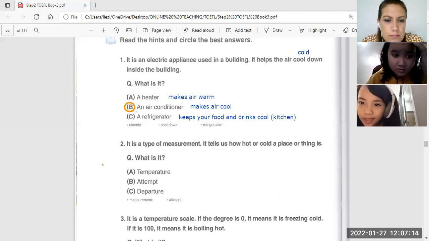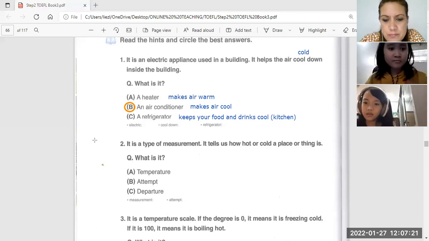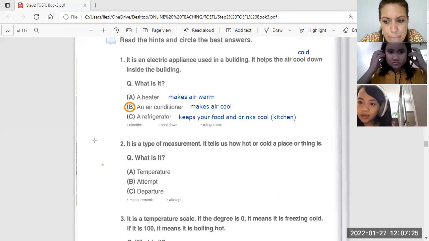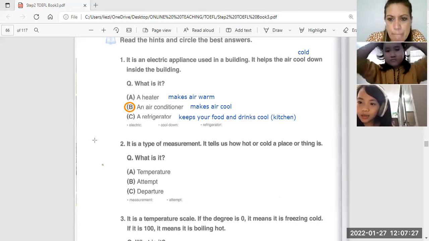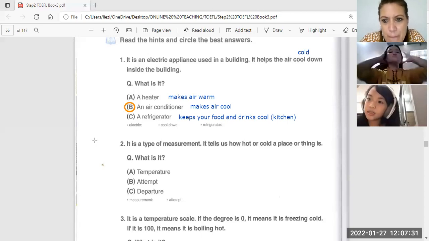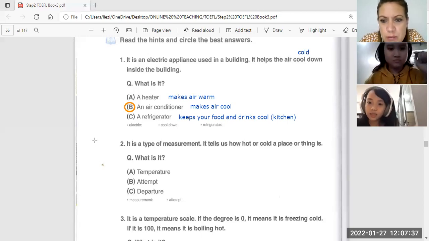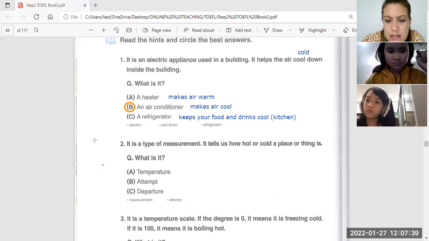2. Is a type of Measurement. measurement. Measurement is tells us how hot or cold a place or thing is. The type of measurement What tells us how is hot or cold a place or thing is.